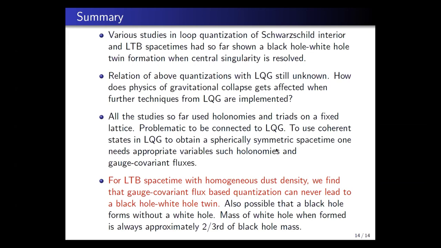And if you do that, then we find that the gauge covariant flux space quantization is never going to give you a black hole-white hole twin, irrespective of what initial conditions you start with or what you try to tweak. This is impossible in the holonomy triad based quantization, but it is also possible that a black hole forms without forming a white hole, even though a bounce has happened. And the mass of the white hole when formed is generically approximately 2/3 of the black hole mass.